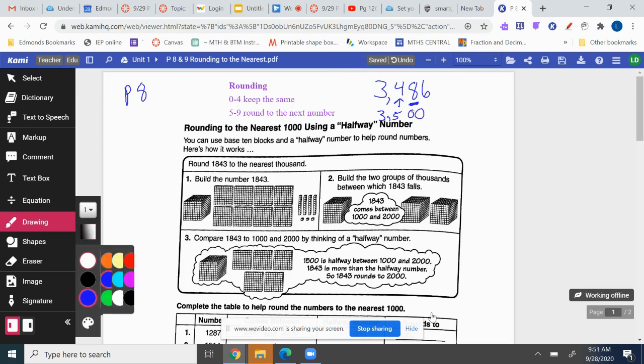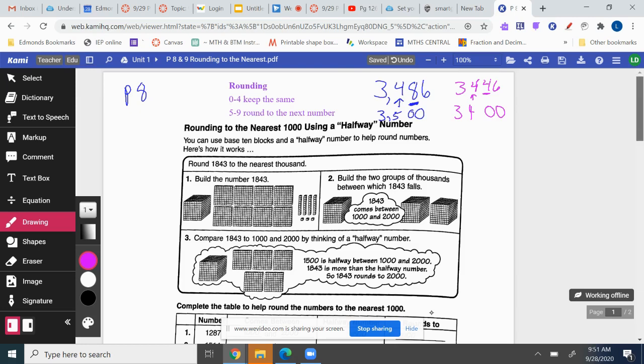But let's just say my number was 3,446. And I need to round to the nearest hundred. Again, I'm looking at the hundred, so I'm going next door. So I'm going to focus on that number. So my 3 stays the same. I know these are going to change to zeros. And this 4 tells me that that 4 is going to stay the same because it falls under keep it the same between 0 and 4. And so that's how you really do round.